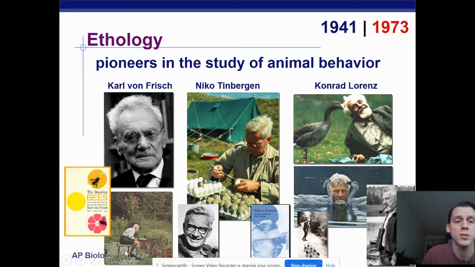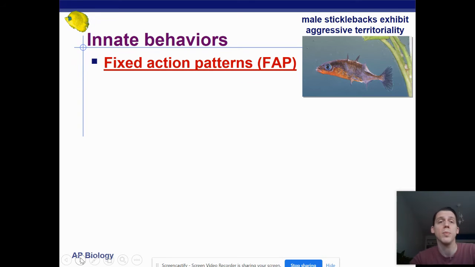Here are a few of the scientists that are pioneers of the study of animal behavior. Carl von Frisch studied the behavior of bees. Bees do a waggle dance to communicate with one another. He was met with a lot of skepticism because the idea that bees were dancing to communicate seemed very funny. But it ended up being true. We are going to learn about some of these scientists' contributions to animal behavior.